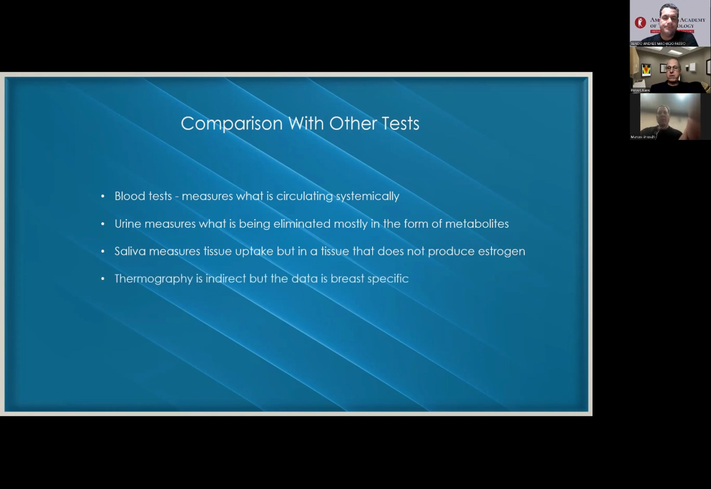Thermography is indirect, and we do have some of the issues we talked about, other causes that need to be considered before we jump to estrogen, but the data is very breast specific. And because of that, it can be helpful in knowing, is the breast overstimulated by estrogen? We just have to be willing to deal with some of those setbacks and some of those limitations by the other possible causes of the dilation.